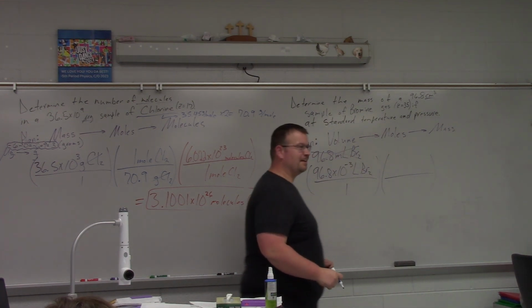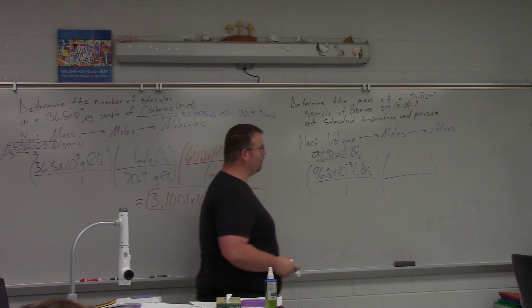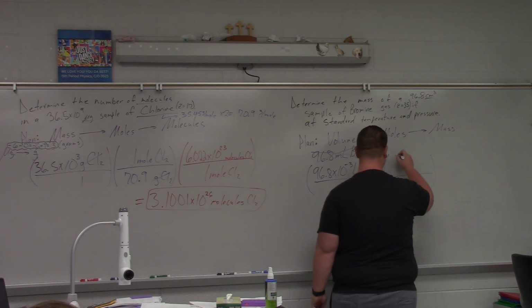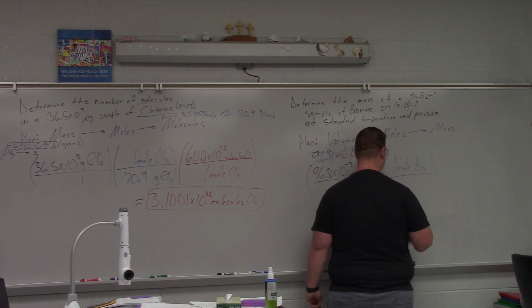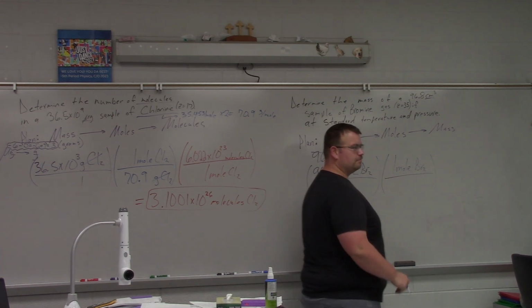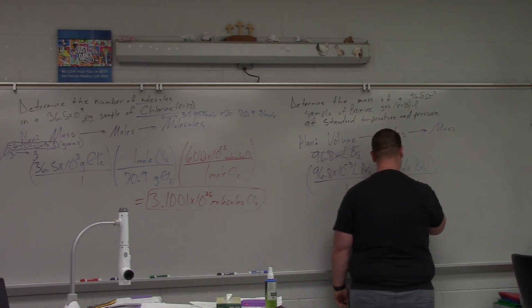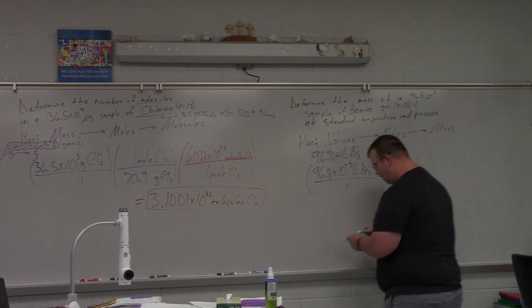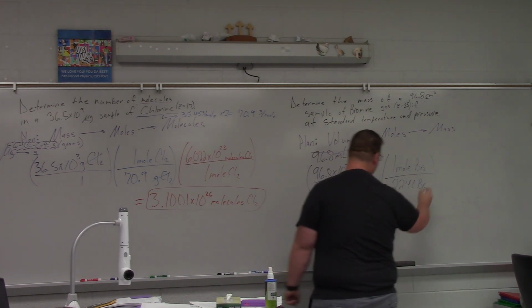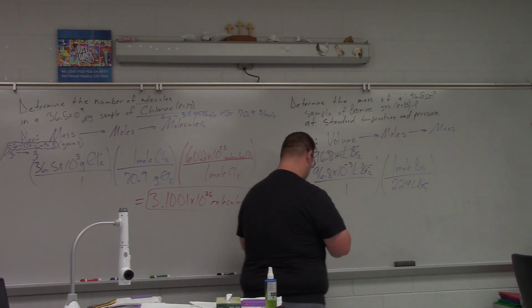All right, first thing we're going to moles. So what goes on the top? One mole of Br2. Goes on the bottom, 22.4 liters. All right, so liters of Br2 canceled.